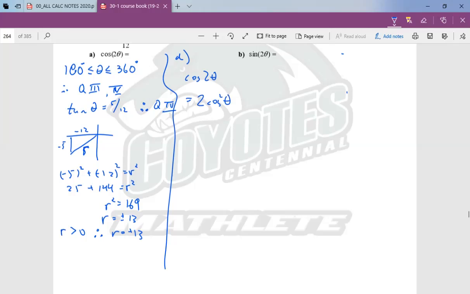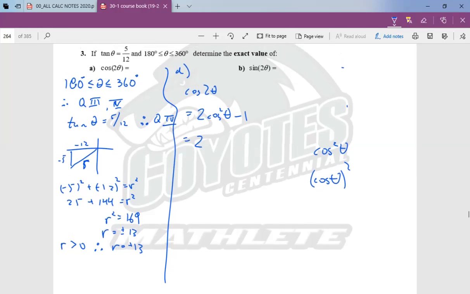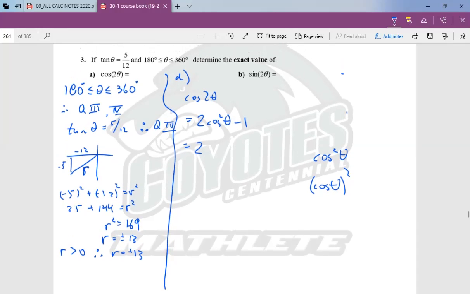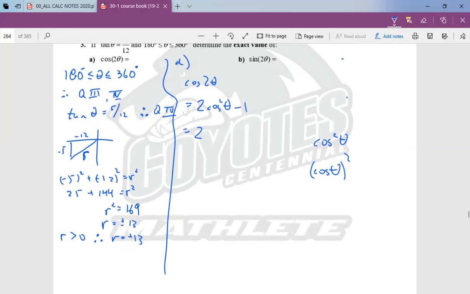Cos 2 theta ends up being 2 times cos theta, cos squared theta, minus 1. Remember that cos squared theta really just means cos theta, all of it squared. That's just our notation for it. And what do we know? Well, we know that cosine theta is x over r. And so our x is negative 12. Our r we found is now 13. And so we have 2 times negative 12/13 squared minus 1.